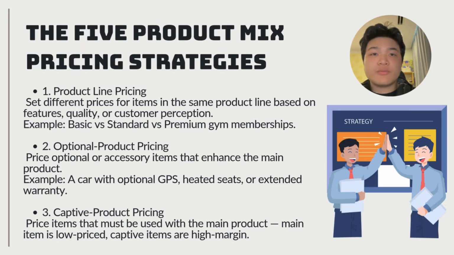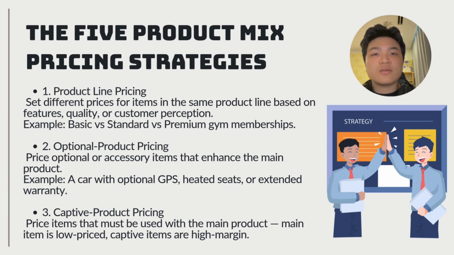First, product line pricing sets different price levels for products in the same line. Based on features or qualities, it helps customers see clear value steps like basic, pro, and premium plans. Next is optional product pricing. It involves offering extra features alongside the core product. Customers can choose what add-on they want, like adding a sunroof to a car.